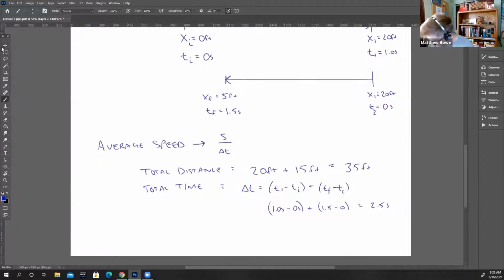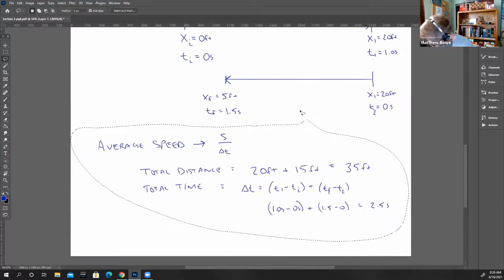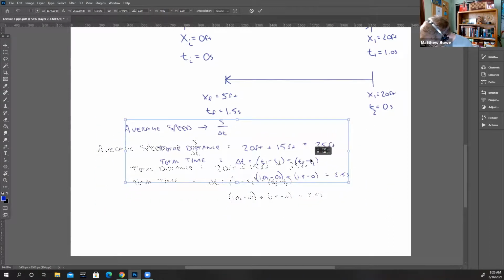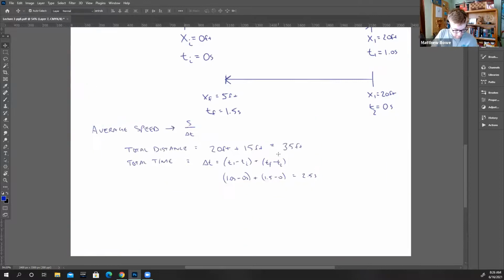Okay. Let me shrink this. Or at least move it up. I'll put it right there. So we have total distance, total time. So I'll say average speed is 35 over 2.5, 35 feet, 2.5 seconds. That ends up being 14 feet per second.